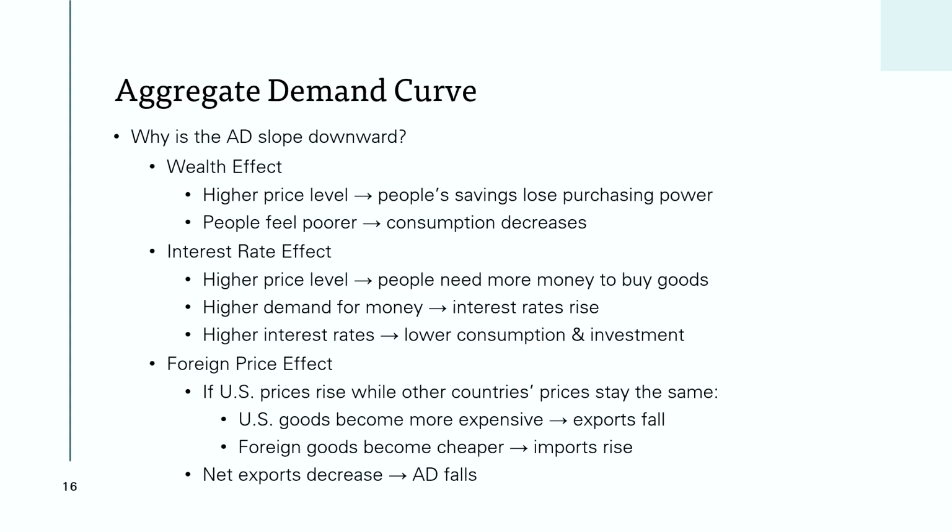Third one is the foreign price effect. For example, if US prices rise but foreign prices are fixed, then US goods become more expensive than foreign goods. This leads to a fall in US exports. Also, foreign goods become cheaper, which leads to a rise in US imports. Thus, net exports decrease, lowering aggregate demand.